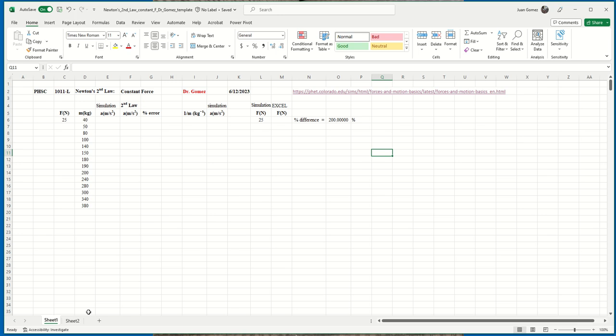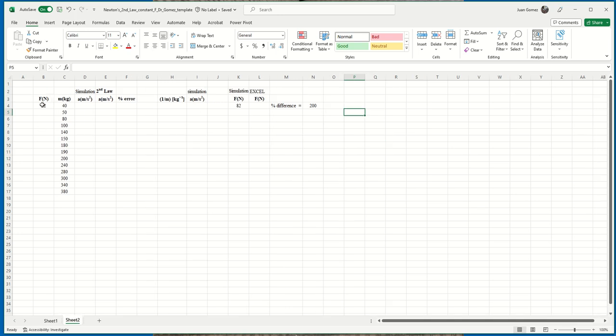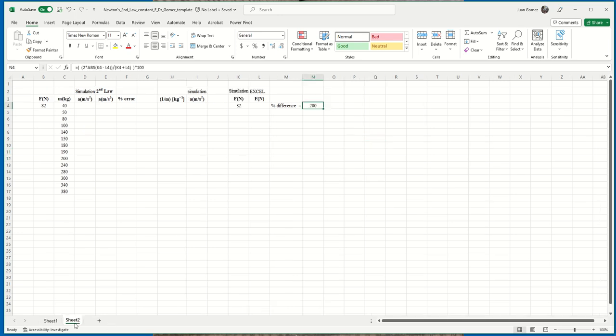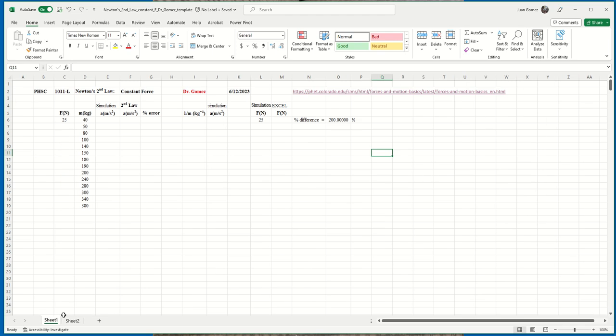And then we're just going to sheet 2. We're doing the same thing for an applied force of 82 newtons. And again, I've already got the formula for the percent difference entered in. And so it should update itself automatically as we enter our values. I don't know why it's giving me 200 there. And oh, it is. Okay, yep, 200. That's copacetic.